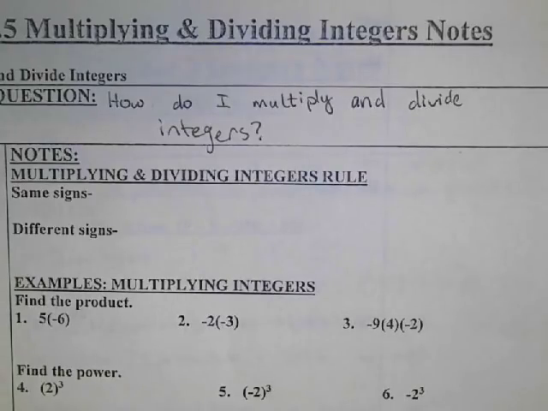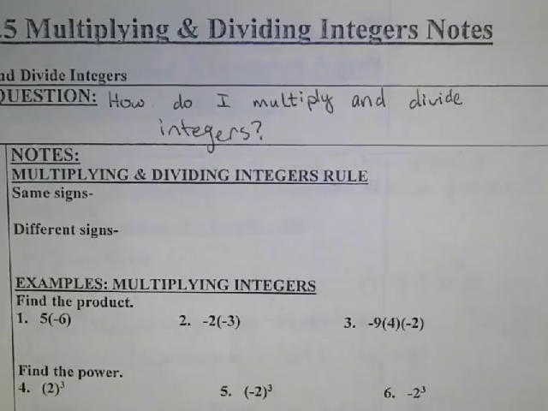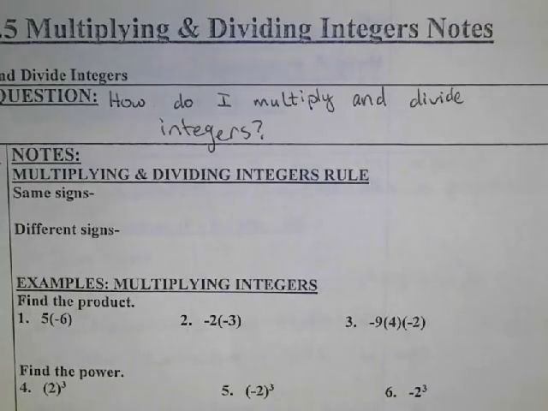We're going to have different rules for multiplying and dividing integers when compared to our rules for adding and subtracting integers. So it's very important that as we go through this process, we keep those two things separate. Fortunately, the rules for multiplying and dividing are pretty much the same thing, whether you're multiplying or dividing.